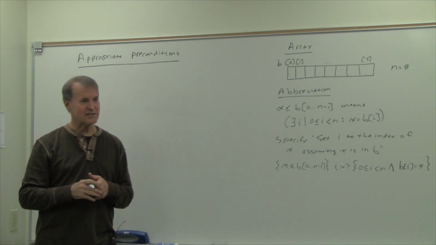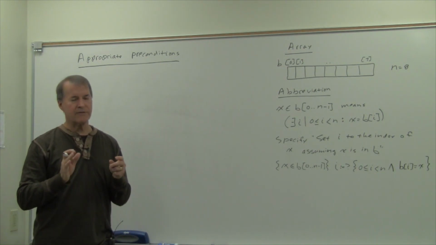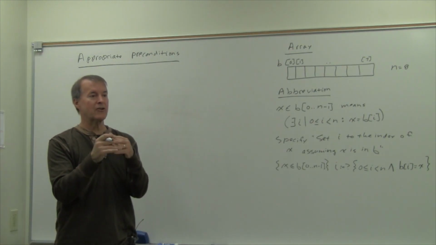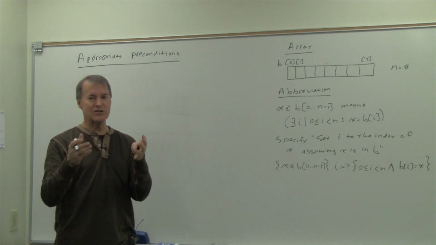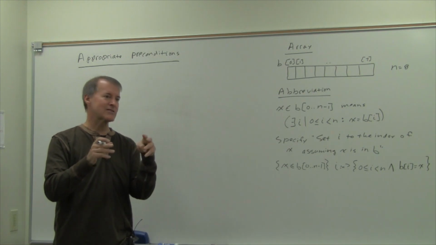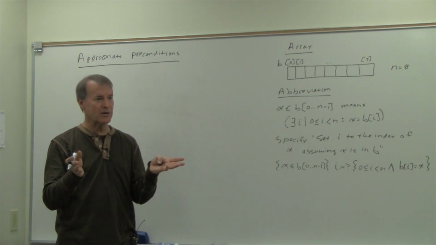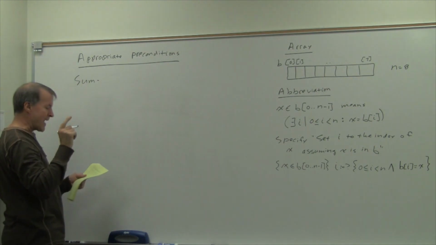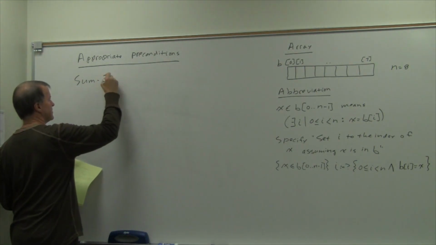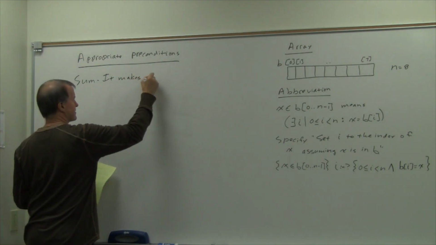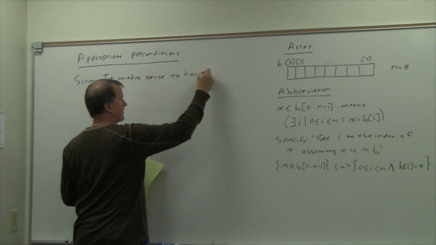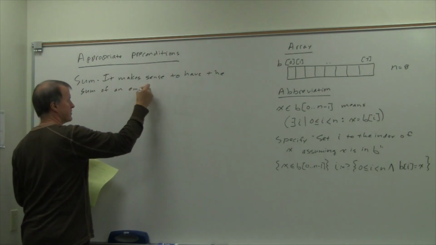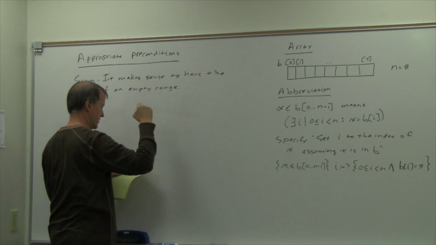Are you with me on this? Wait, shouldn't it be undefined though? No, because look at it this way. Suppose you're writing a program and adding stuff to an array and keeping track of the sum. Wouldn't you initialize the sum to 0 and start with an empty array? And then as you added stuff to it, are you with me? That's the starting point. So the first point is this: it makes sense to have the sum of an empty range. You can think of it as the empty range rule.